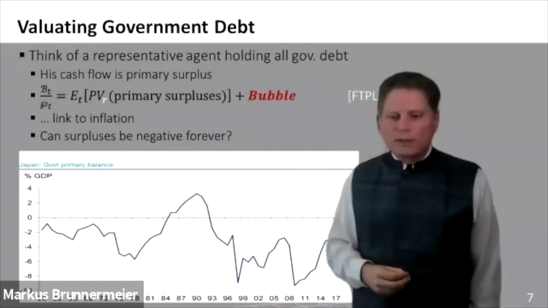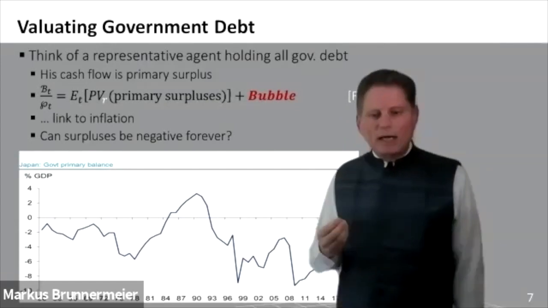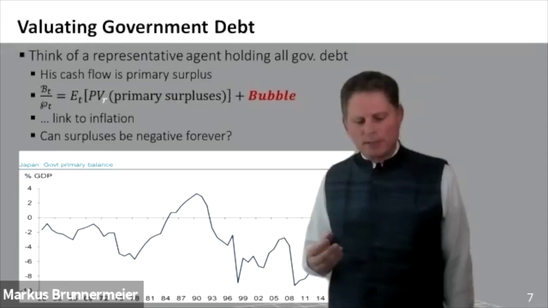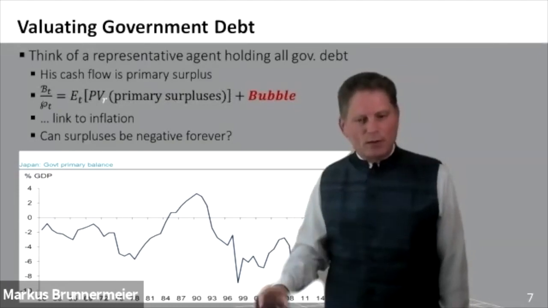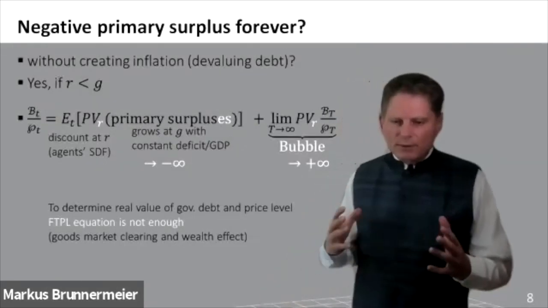Now, what we argue is that the term missing is a bubble term, and that allows countries to actually have primary deficits all the time to a certain level. The question is, how big can this be? Is this significant or not? Now, can we run primary surpluses forever?